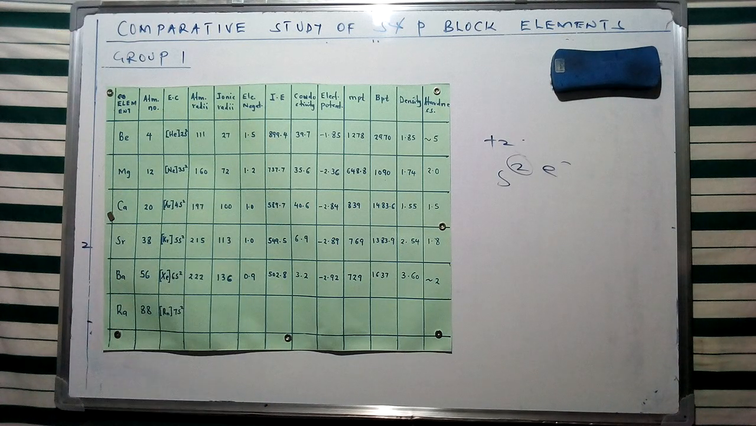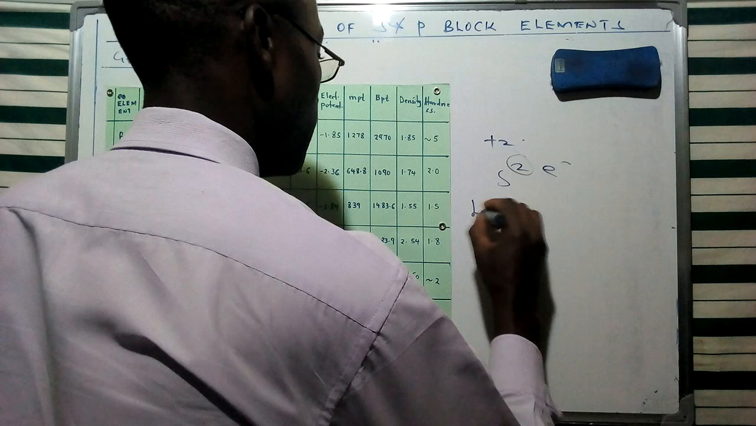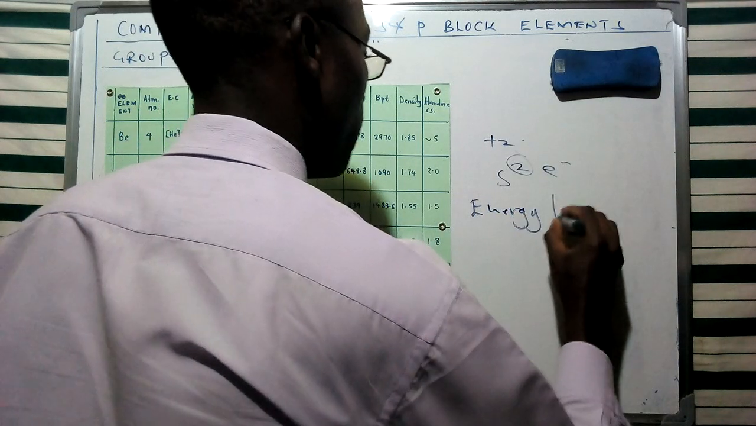Now, for the atomic and ionic radii, these are going to increase down the group, and this is due to the increase in the successive energy levels, which are mentioned.